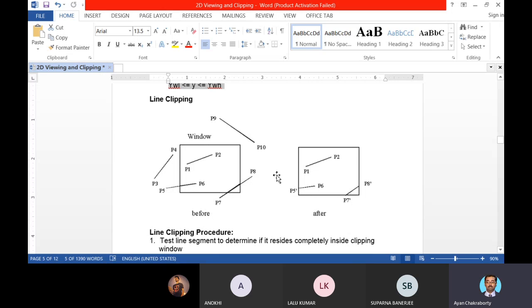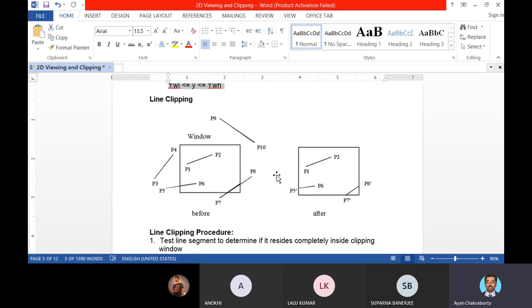Okay, next, for the other endpoints like P3, P4, P5, P6, P7, P8 and P9, P10, we will do the same way as for P1 and P2. We will check the coordinates of all of these endpoints to see whether they are completely within the window or not.